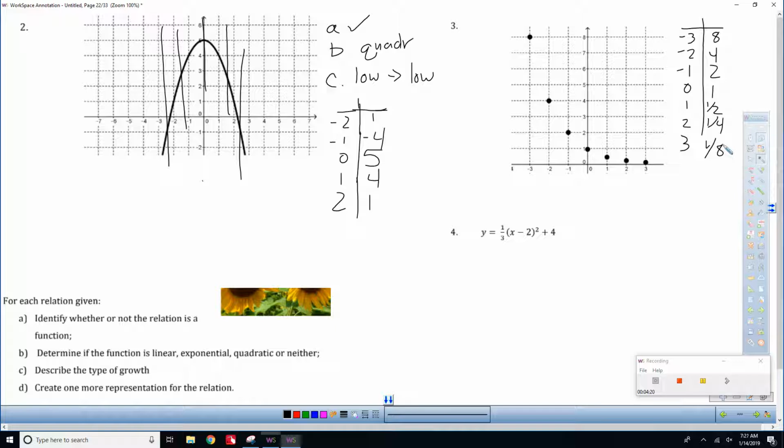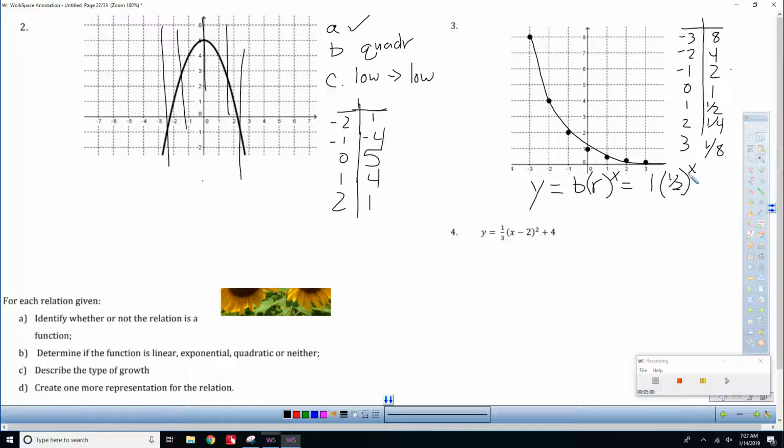This is an exponential function. I can tell by the shape of the graph that it's getting smaller and smaller and smaller each time. The growth is geometric growth. And right here is my other representation of the relationship. In case you were wondering, this would be y equals b times r to the x power. So it's going to be 1 times 1/2 to the x power. Okay?